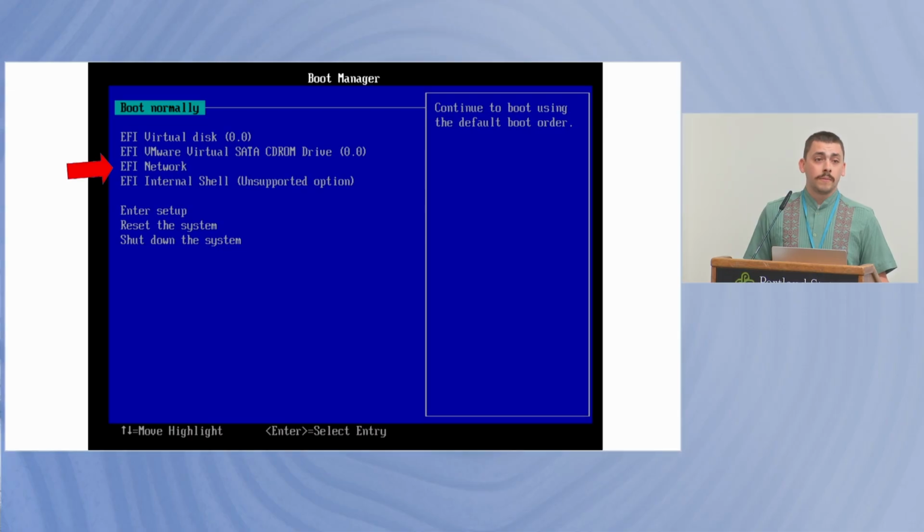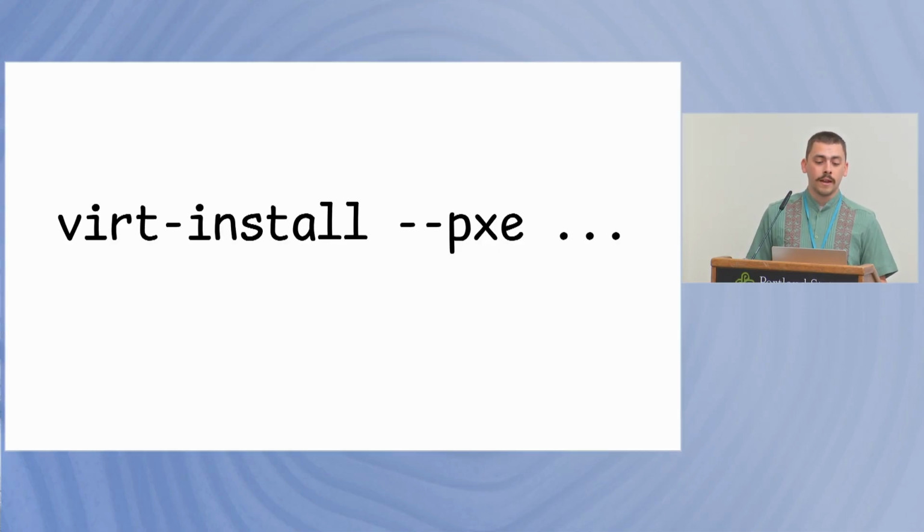If you're doing this in libvirt, it could not possibly be easier, because all you have to do is add --pxe to your initial virt-install command. That'll go out over the network and do what it needs to do after that.